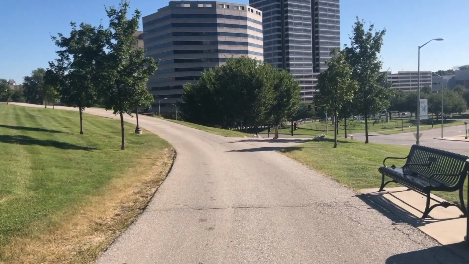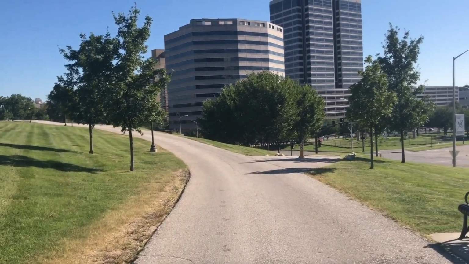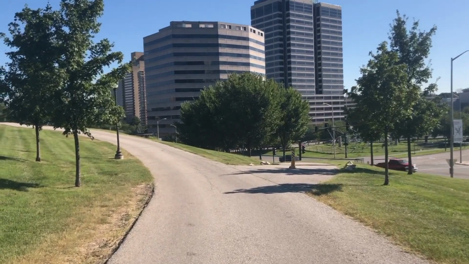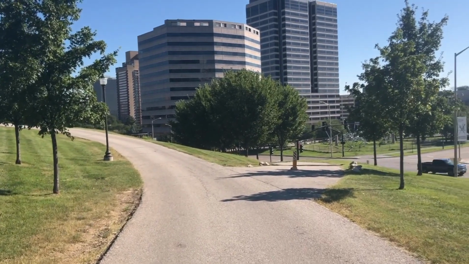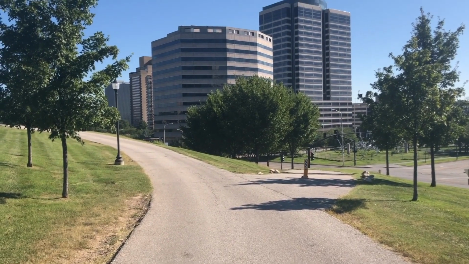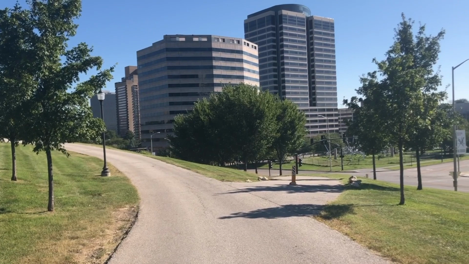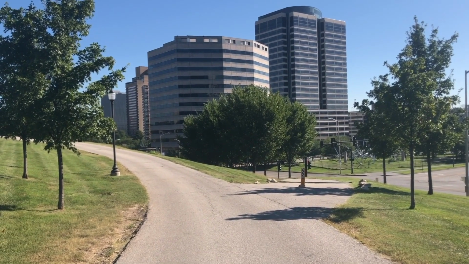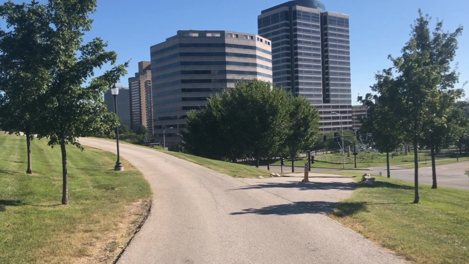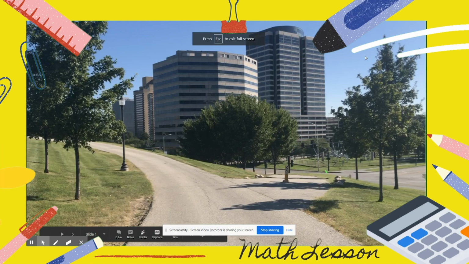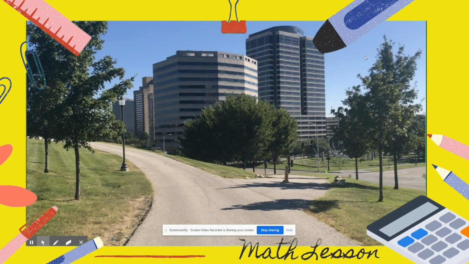Now, you may still be wondering how to go on a math walk. That's okay. Let's stop here and talk about ways that we could use this frame to talk about math. One of the easiest ways we can practice math is by counting the things that we see. Can you count the trees that you see here? Count the trees with me. Remember, we're only counting the trees in the foreground. That means the ones closest to us.